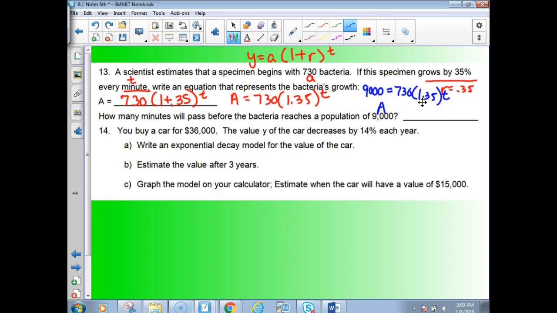Have you ever been taught how to solve for an exponent variable? You have not, okay? So this equation we're going to learn to solve in this unit, but right now we don't know how to solve it. The only way you could solve this problem right now would be guess and check, and that would not be efficient.